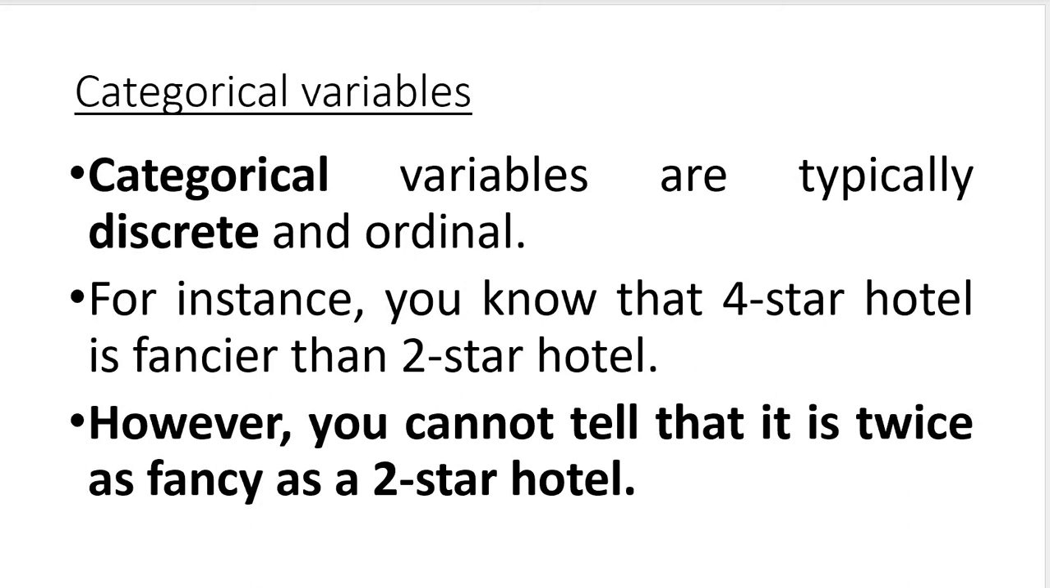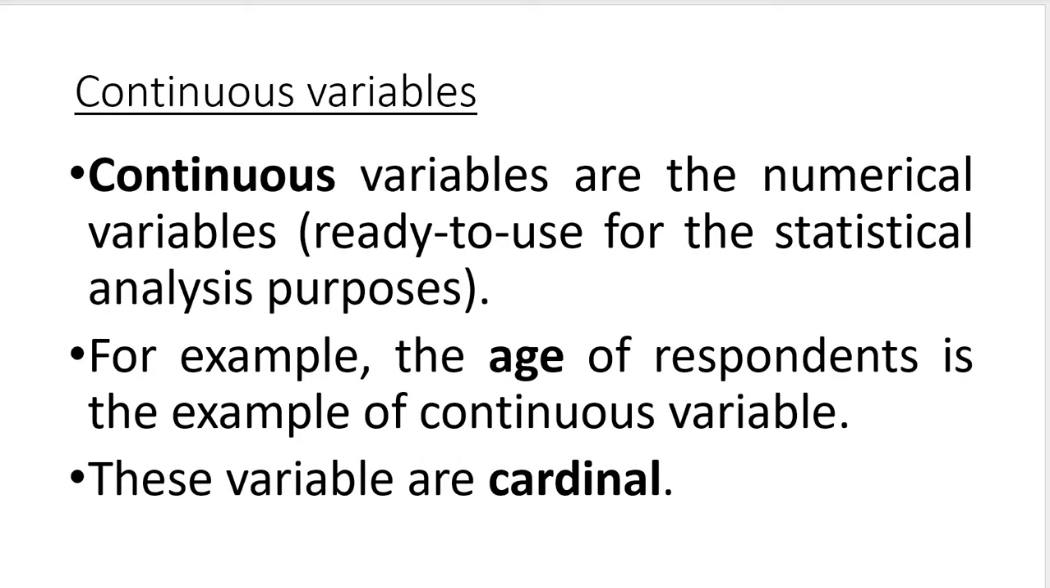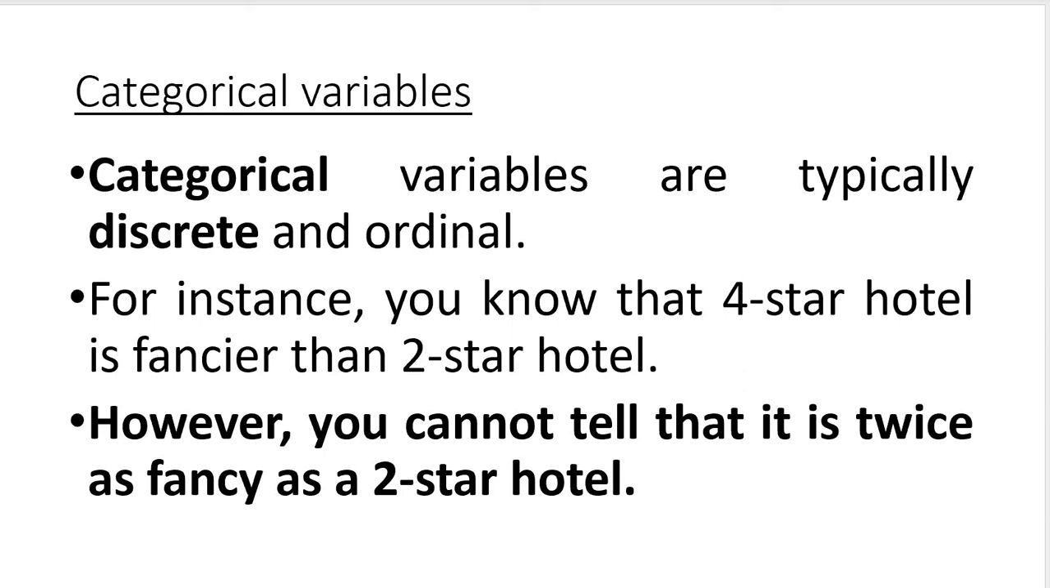In contrast, categorical variables are typically discrete and ordinal. In the case of continuous variables, your age, for instance, might be 18.5 if you are 18 years and 6 months old. But in the case of categorical variables, this is not the case. A very good example is hotel rating. You know that a 4-star hotel is fancier than a 2-star hotel. So this is the idea behind the scale.